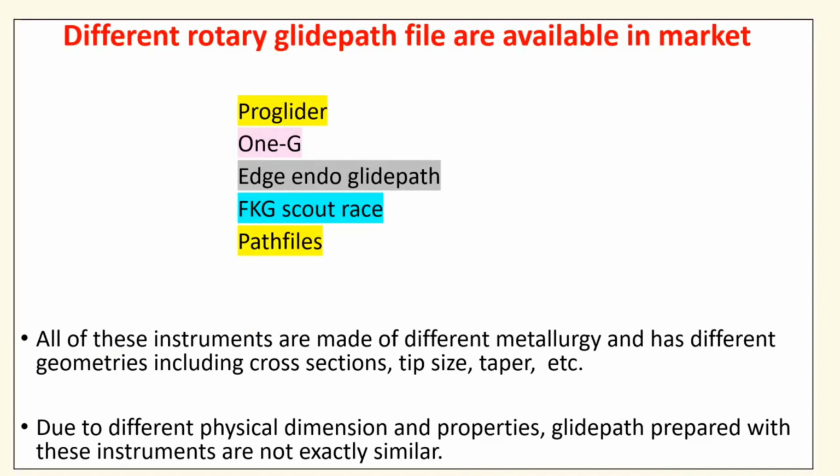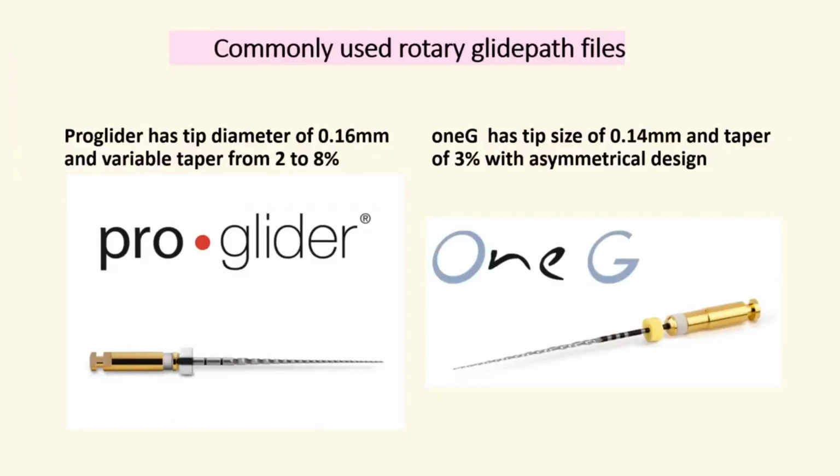Macro glide path. Now, rotary glide path files can be used to create a macro glide path. They will create a smoother and more regular glide path, making the root canal ready for instrumentation. Different rotary glide path files are available in the market, like Glider, 1G, Edge glide path, Scout RACE, and PathFiles. All of these instruments are made of different metallurgy and have different geometries, including cross sections, tip size, taper, etc. Due to the different physical dimensions and properties, the glide paths prepared with these instruments are not exactly similar.